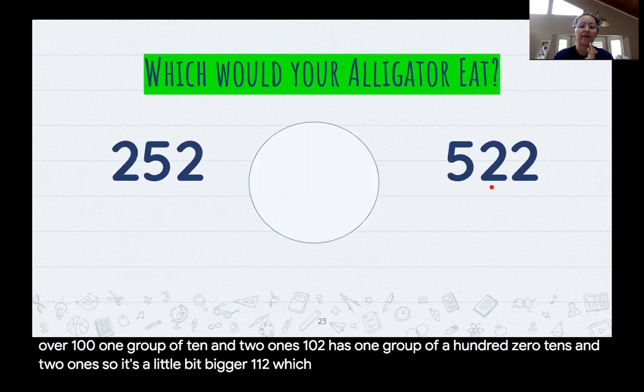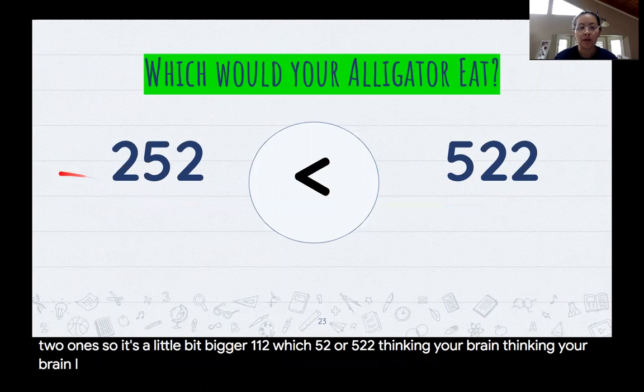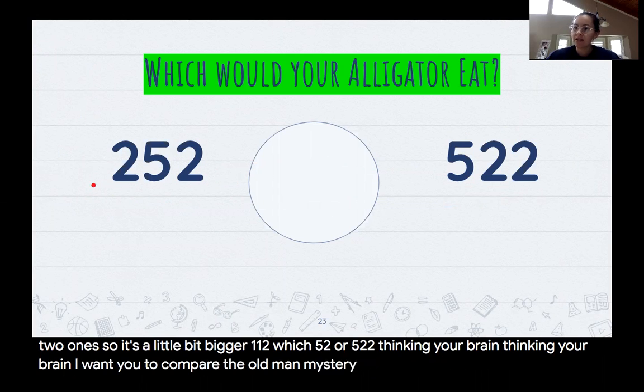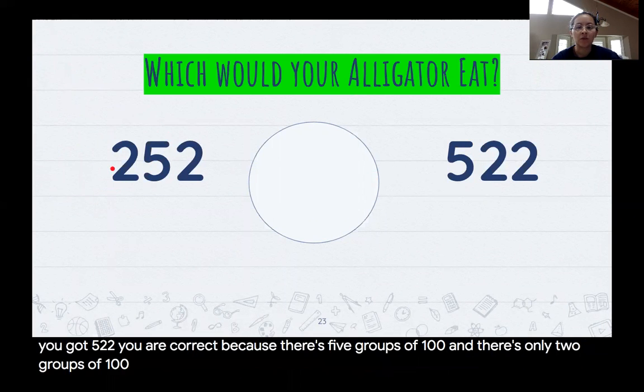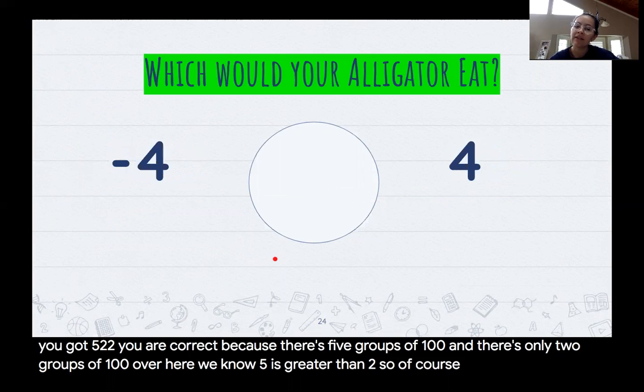Which one would your alligator eat? 252 or 522? Think in your brain, think in your brain. I want you to compare the, oh man, Ms. Hernandez keeps pressing it. Gosh darn. If you got 522, you are correct because there's 5 groups of 100, and there's only 2 groups of 100 over here. We know 5 is greater than 2. Of course, the alligator would eat that.